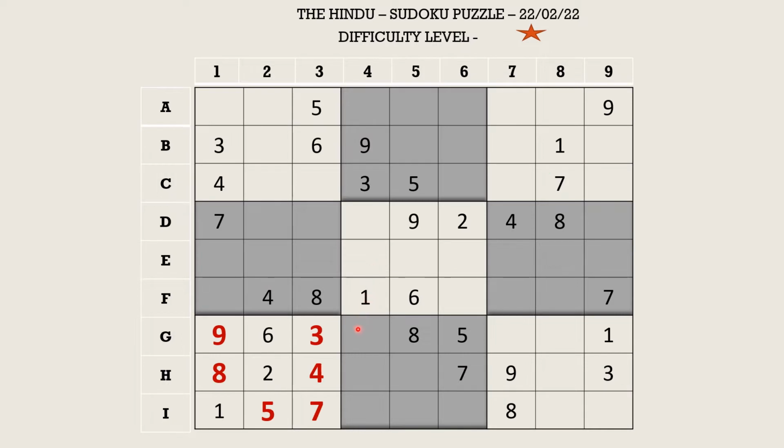There is a 7 in H row and a 7 in I row which blocks these two rows. There is a 7 here in column 8 which blocks here. So G7 takes 7. Now in G row there are only two missing numbers, that is 2 and 4. So let's mark it with 2, 4 pair.